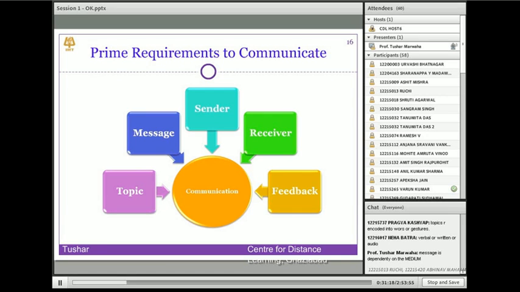Message is dependent. Typo again. Message is dependent on the medium. I am going through Sunday morning blues.